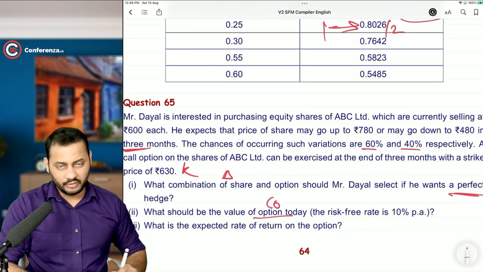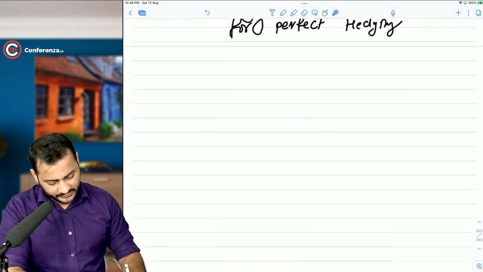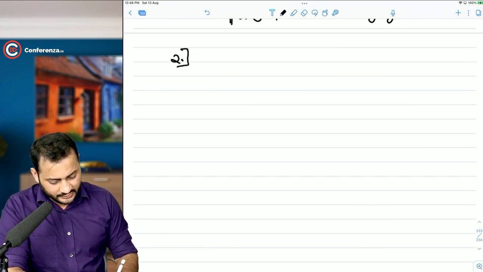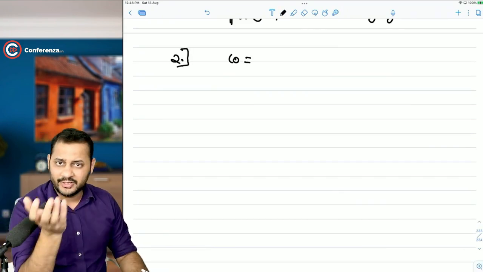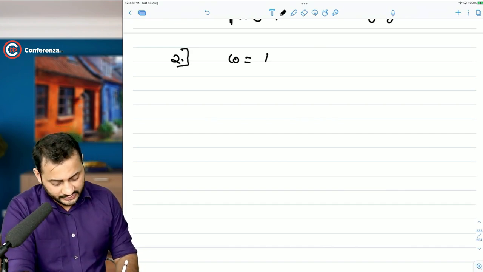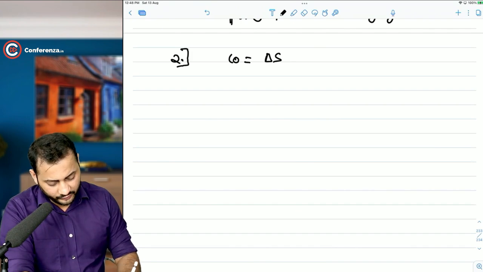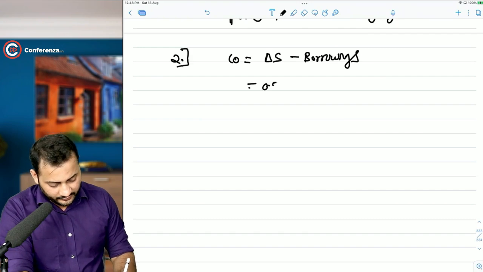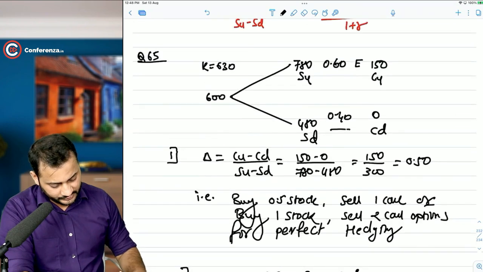Okay. Second part. What should be the value of the option today? They are saying call option. How to calculate that? It's very easy, sir. Second part. You can calculate this answer with the help of either binomial model or the portfolio replicating model itself, which says that delta into S minus borrowings. This is the formula, right? Delta is 0.50 and the spot price is 600.